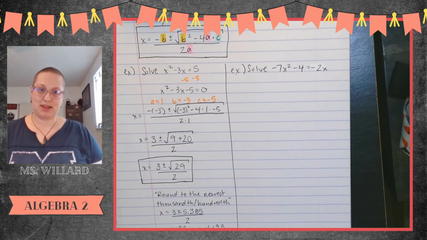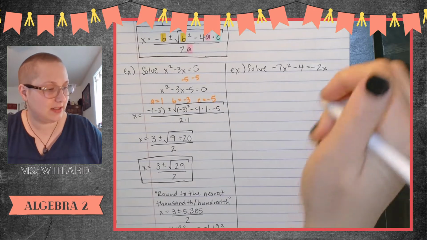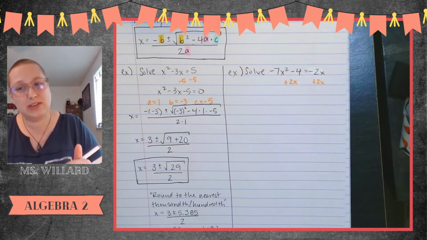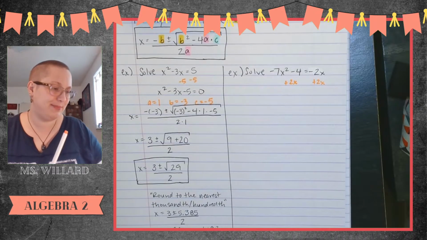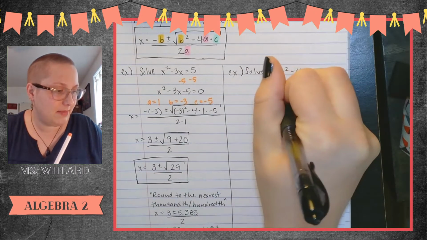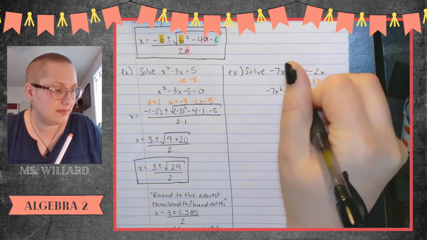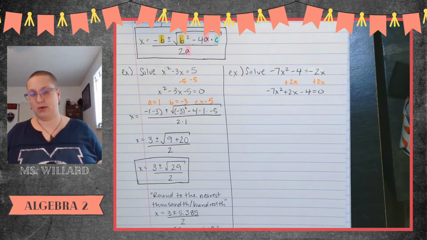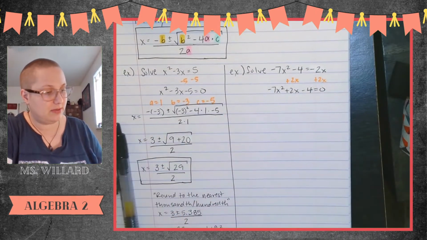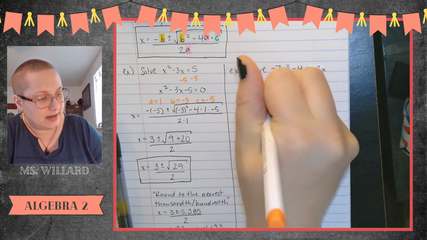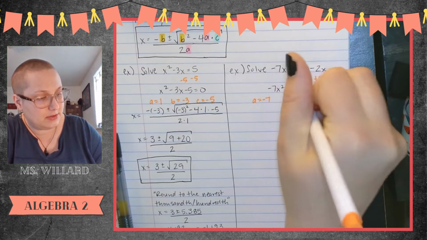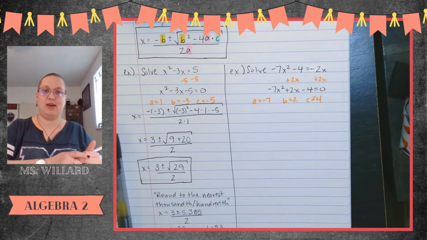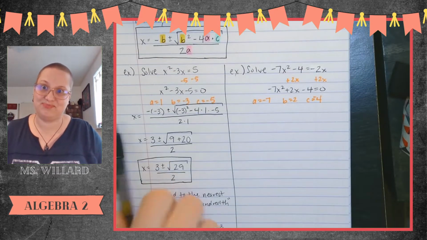All right, we're going to start the same way by moving that 2x over to the other side. I'm going to stick it right where it belongs. Could I also have moved the 7 and the 4 over? Yeah, go for it. I'm not going to stop you. Okay, so what we're going to do is the quadratic formula. We're going to do ABC. So A equals negative 7, B equals 2, C equals negative 4. I almost messed up on that.